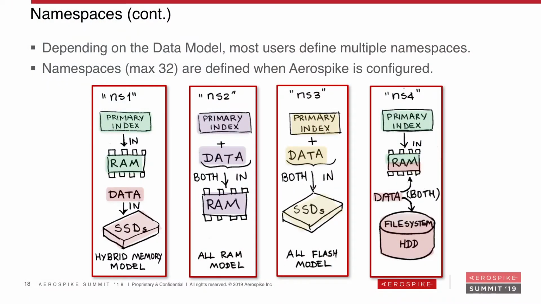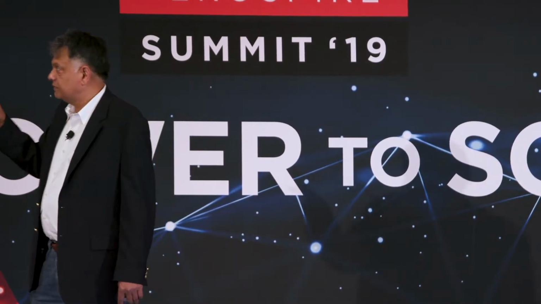Now, the all-flash model is really useful if you have a large number of small records, petabytes of data, and you want to save the cost of RAM. So this was introduced last year, and a few of our customers are already deploying it. So you may want to explore that if you have that kind of a situation.